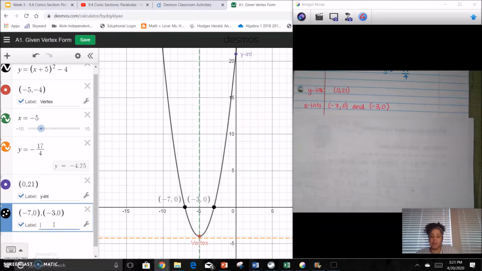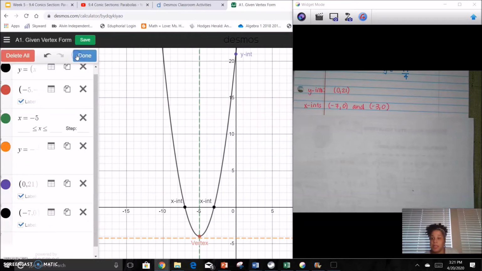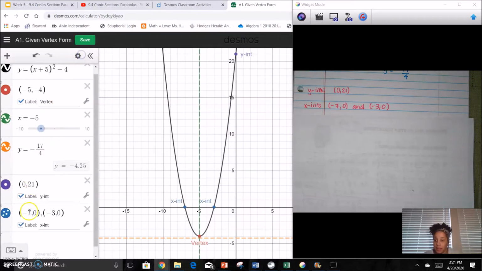Okay. I'm going to label it. This is x-intercept. Okay. And then it also wants us to change the color to blue. So I'm going to come up here with this gearbox, click on that black circle, and change it to a blue color, and then say done.